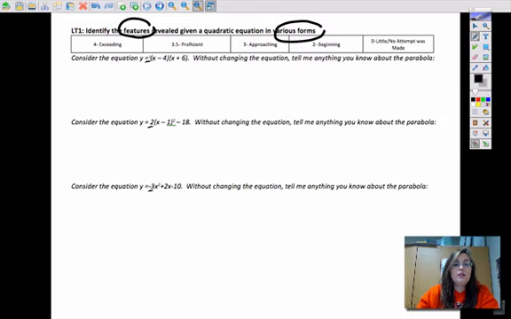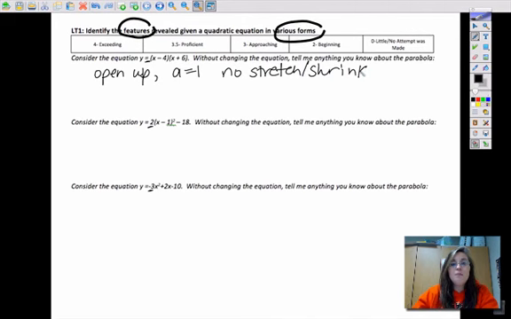So what I notice is there's no scale factor and there's no negative, so I do know that it's going to open up, and I can say that a equals 1, which means no stretch or shrink. I also know the roots because this is in factored form, and remember I'm going to go opposite, so I know that the roots are 4 and negative 6.